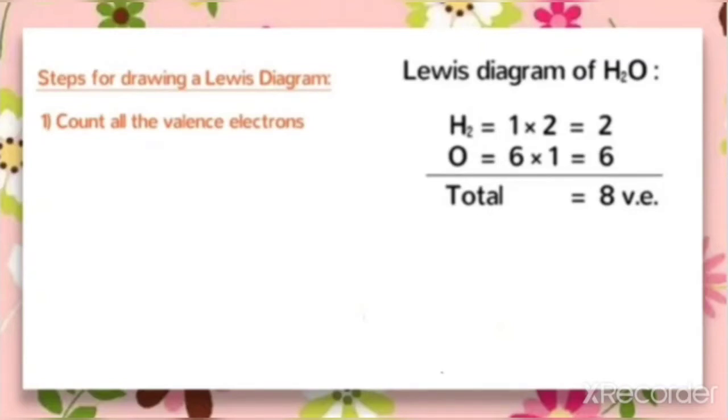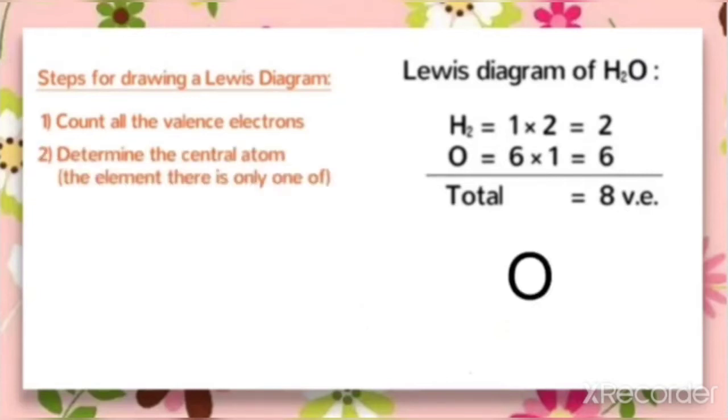First, we have to find out the total valence electrons present in that molecule. For two hydrogen atoms, the valence electrons are equal to 2, and for one oxygen atom, the valence electrons are equal to 6. When you make the sum, we get 8 valence electrons. That is the first step.